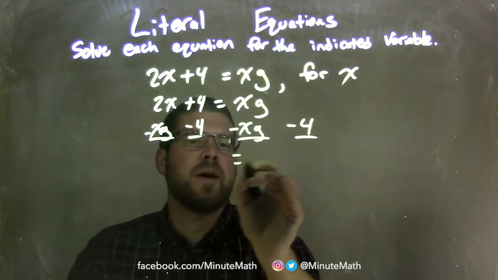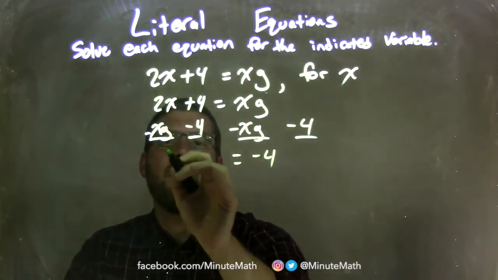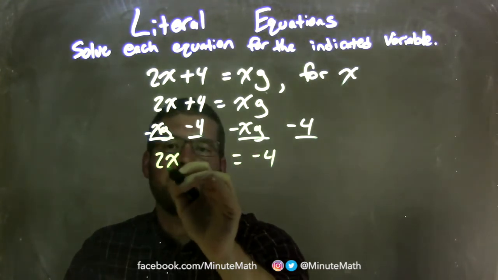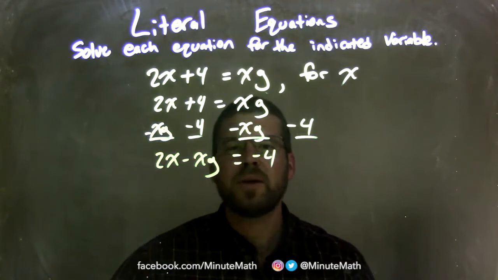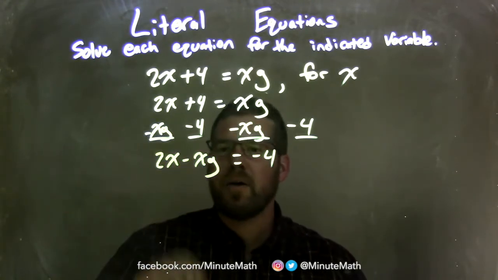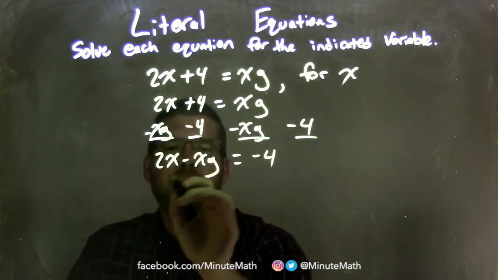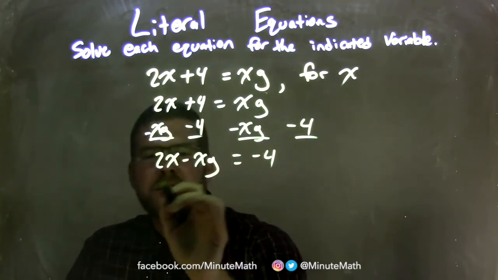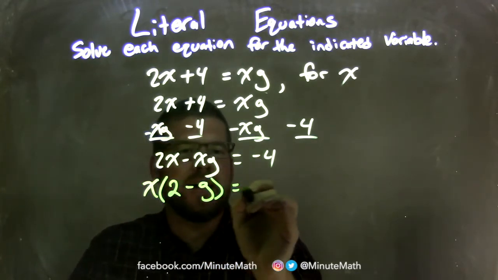So on the right here, I have a negative 4, and on the left, well, they're not like terms, so I'm going to just leave it separate, 2x minus x times g. So what can we do here? Well, if we pull out an x there, what we're essentially getting is an x on the outside, and we're left with a 2 minus g on the inside.